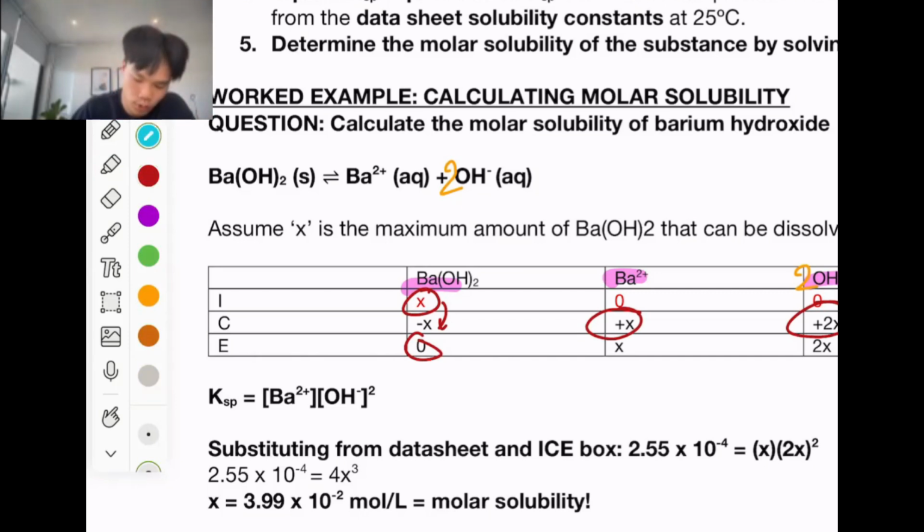So say, for example, if you had aluminium sulfate and you had this dissolution, you would then know, having done many of these ice tables, that aluminium's concentration should be 2x and sulfate should be 3x. That's where it comes from. And that's why people can shortcut the ice table over time.